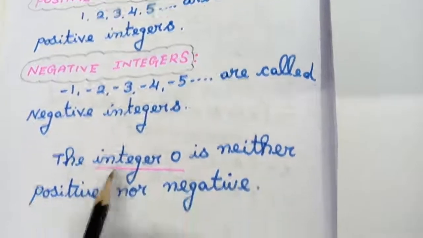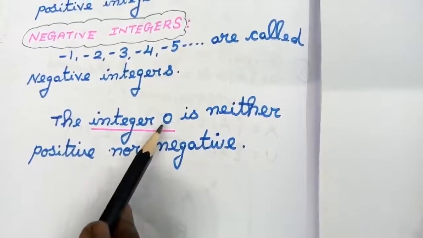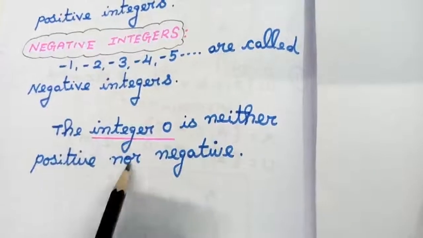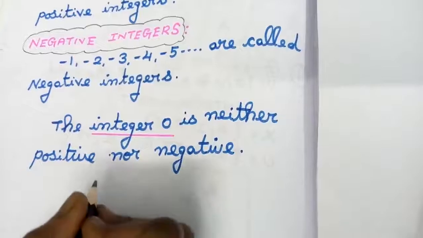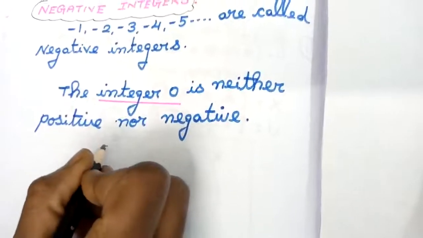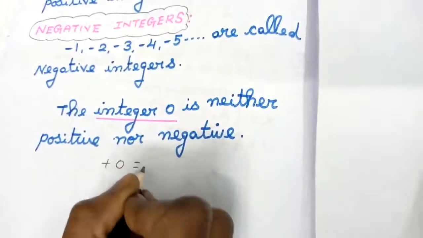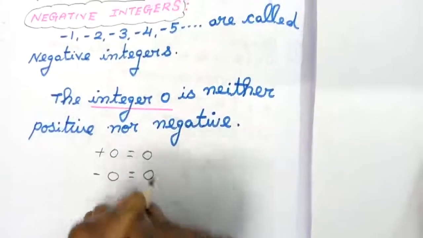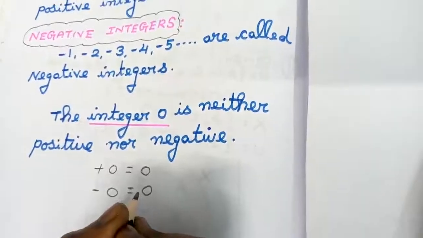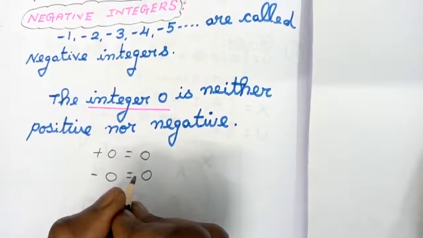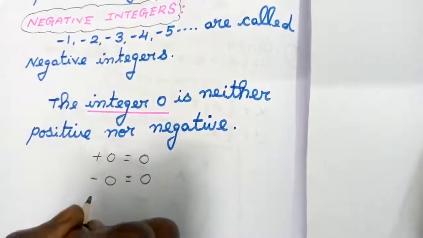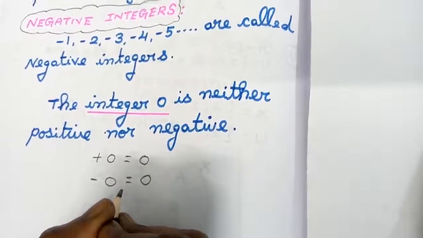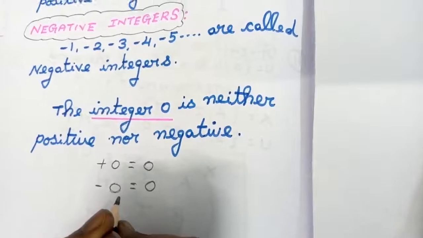Particularly for 0, the integer 0 is neither positive nor negative. What this means is, if we write plus 0, it can be written as 0, and minus 0 is also written as 0. So there is no sign value for 0. Even if it is positive or negative 0, it is only 0. So keeping this concept in your mind, we are going to start with exercise 1A.